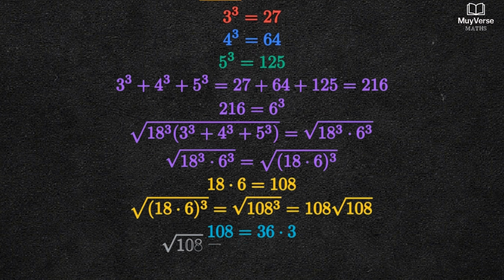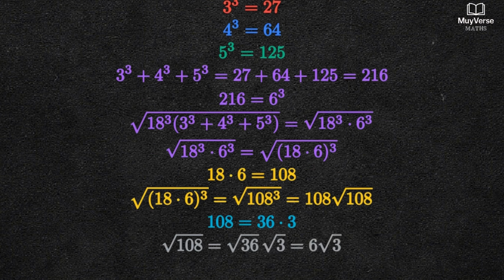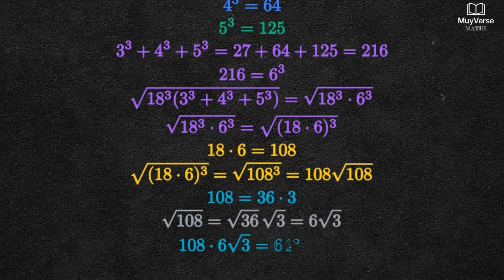Simplify the radical. 108 equals 36 times 3. So the square root of 108 is 6 times the square root of 3. Multiply to get the exact final answer: 648 times the square root of 3.